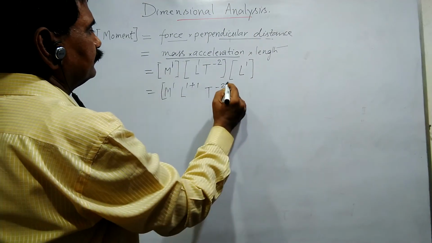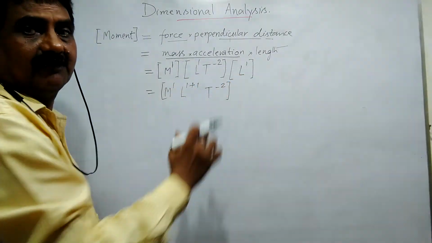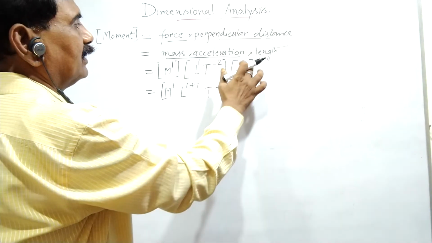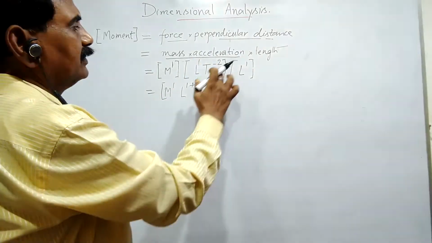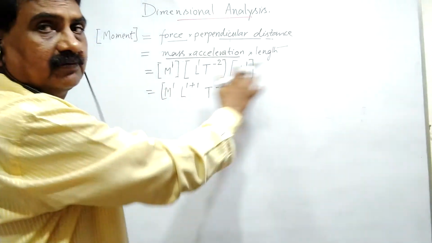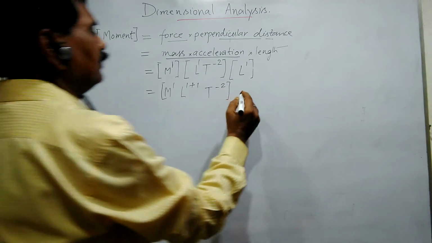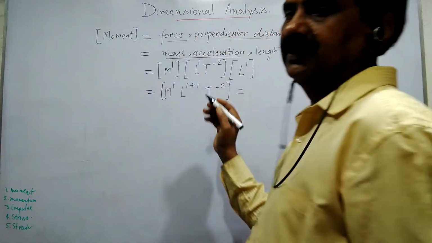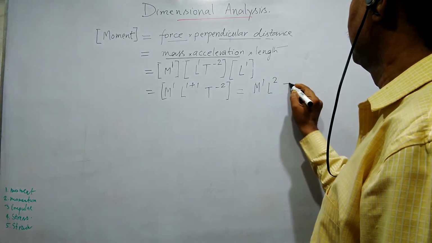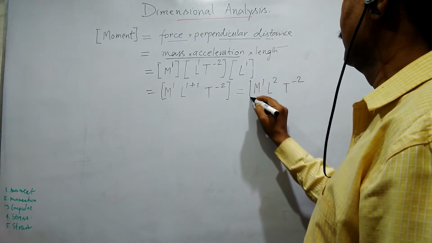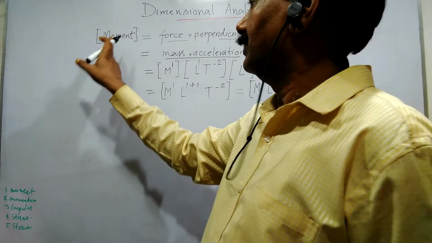Okay? M to the power 1, there is M nowhere else. L to the power 1 and here L to the power 1, and these two are added, and T to the power minus 2, nowhere else is a power of T available. Now this becomes M to the power 1, L to the power 2, T to the power minus 2. Finally, this is the dimensional formula of moment.